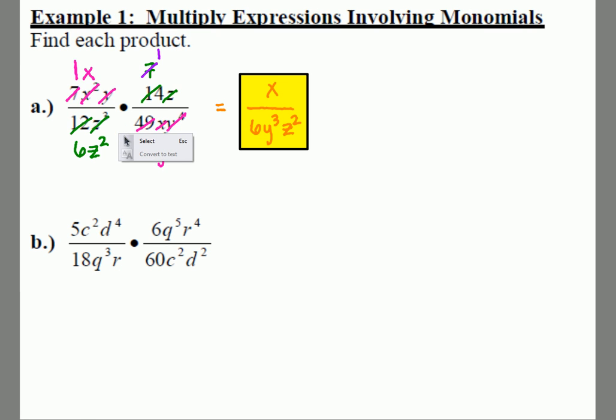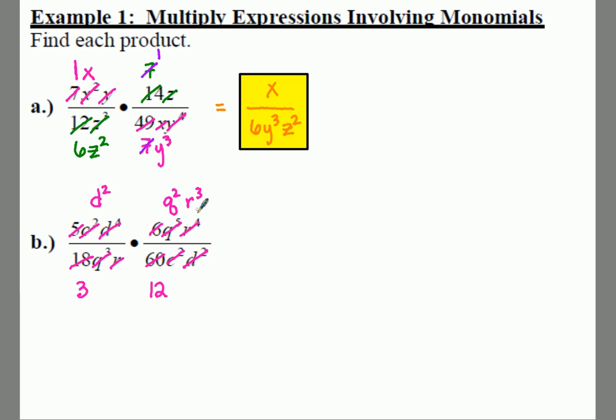So we're going to cancel our 5 and our 60. 5 can go into 60 evenly, and that gives you a 12. Your c squareds are gone. I have a d to the fourth and d squared, so d squared's gone, and this d to the fourth becomes a d squared, because you have 2 more on top. Let's go diagonally. So 6 and 18, this just becomes a 3. Your q to the third and your q to the fifth get q squared up top. Q to the fourth, and this r to the fourth, and that r cancel.